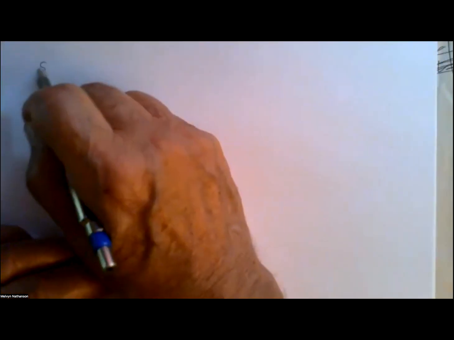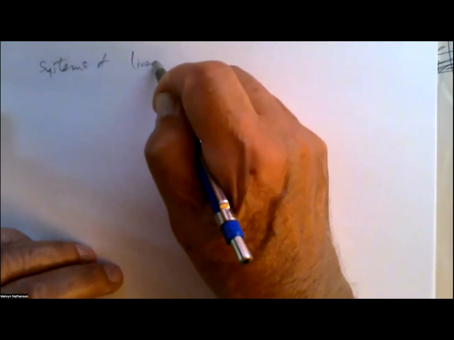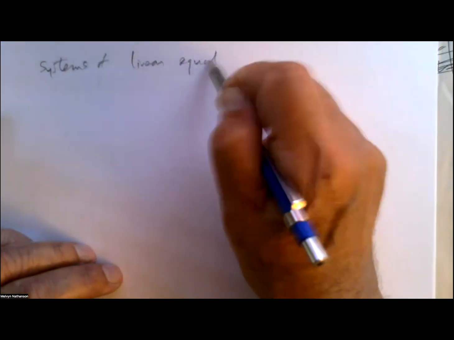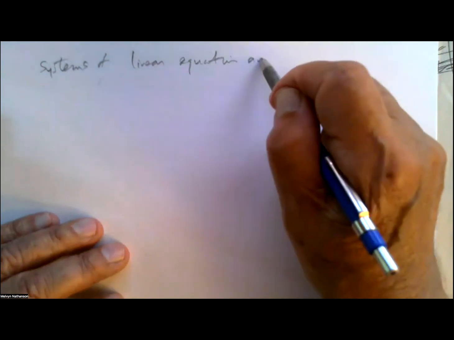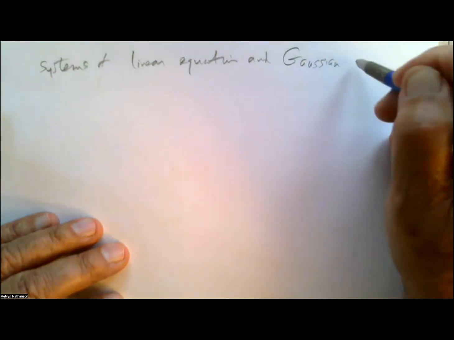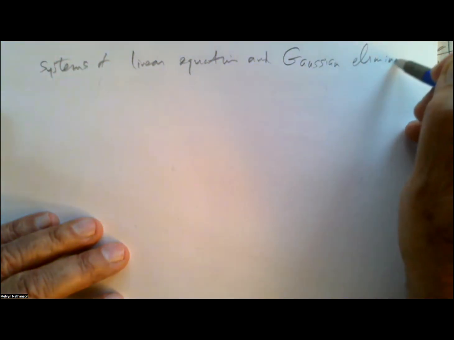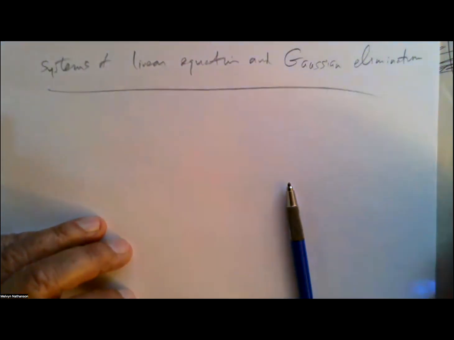So let's continue then. We're looking at systems of linear equations, and the most important general method to solve them is something called Gaussian elimination. Let's talk about that.